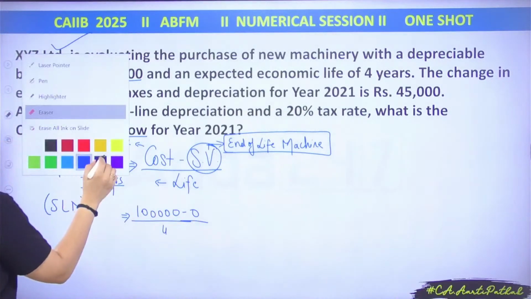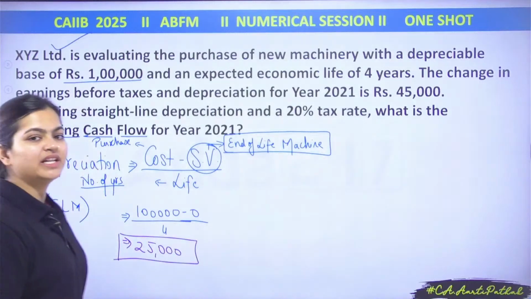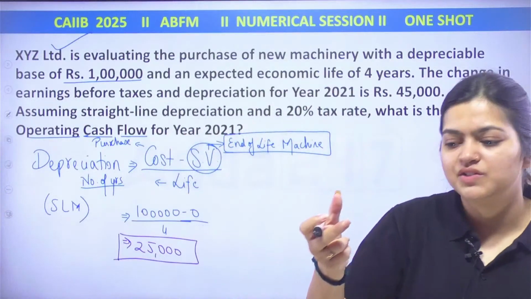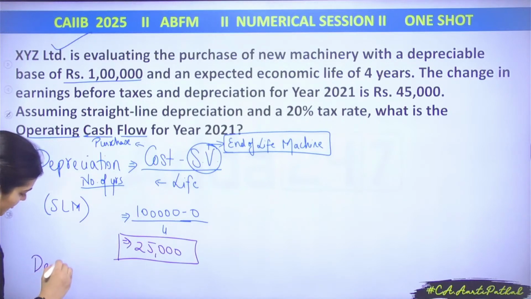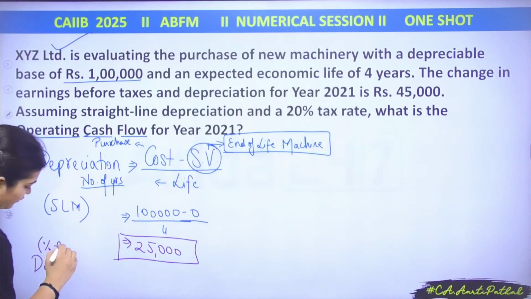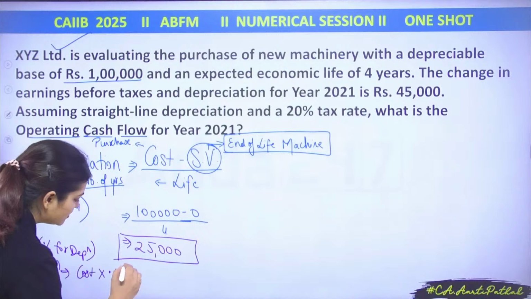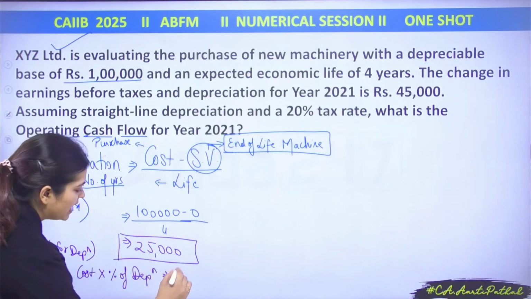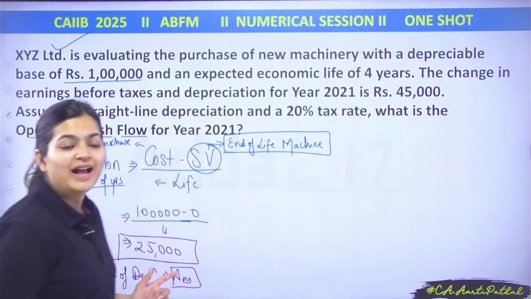25,000. Now remember one thing, in the exam, if they are saying to use the straight line method, but they are giving you the depreciation percentage, then how do you calculate the depreciation? In case they are giving you a percentage for depreciation, take the cost or purchase price and multiply it with the percentage of depreciation. Just multiply it and you will get the answer. Both ways you can use for calculating depreciation. So, this is the value of your depreciation.